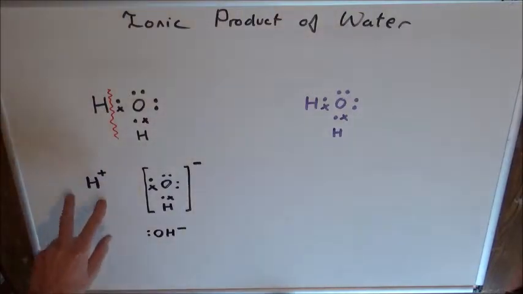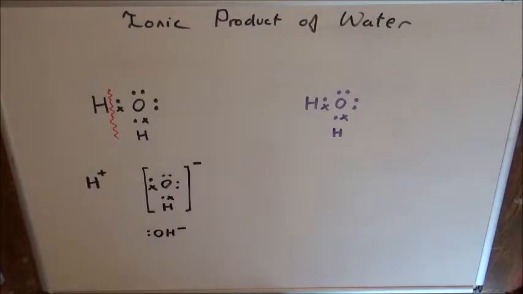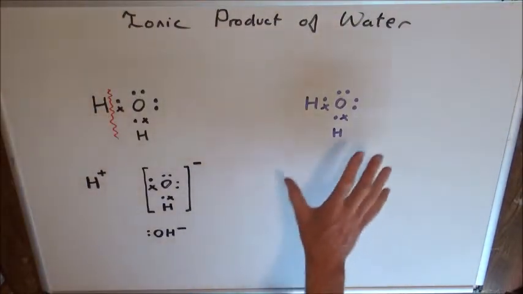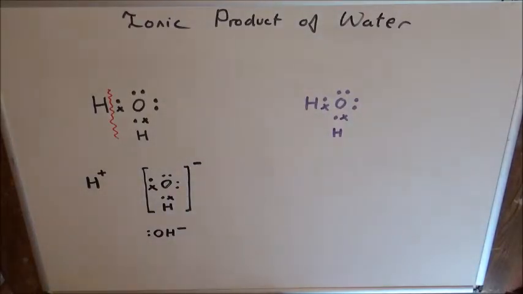Now the hydrogen ion, if you think about it, is just a proton, so it's very small with a full positive charge. So it's got such a high charge density, a full positive charge in a tiny volume, that it would never exist in free solution. It always attaches itself to another water molecule by forming a dative covalent bond.